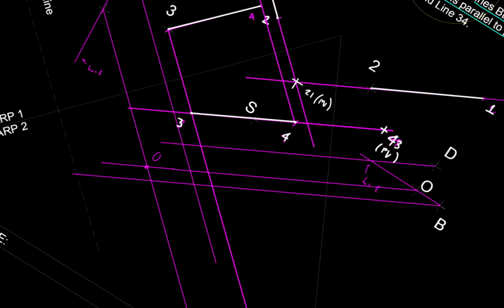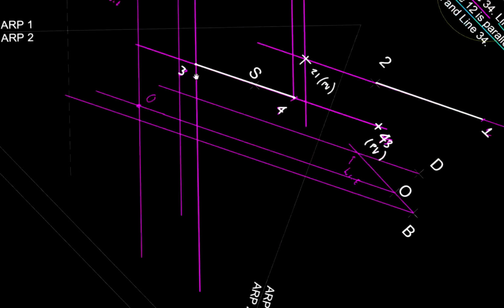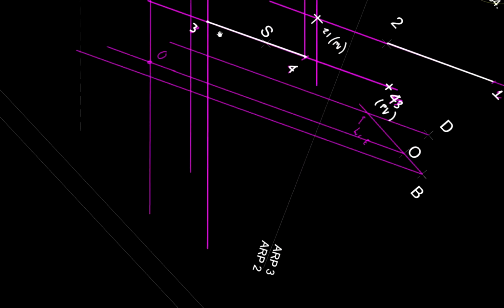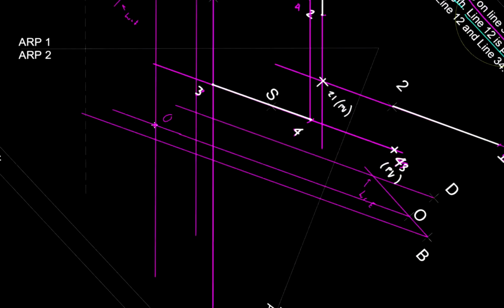Okay, so if I do, and I'll just use a different color, no, para ano, nagawa tayo ng parallel natin siya dito, passing through point O.